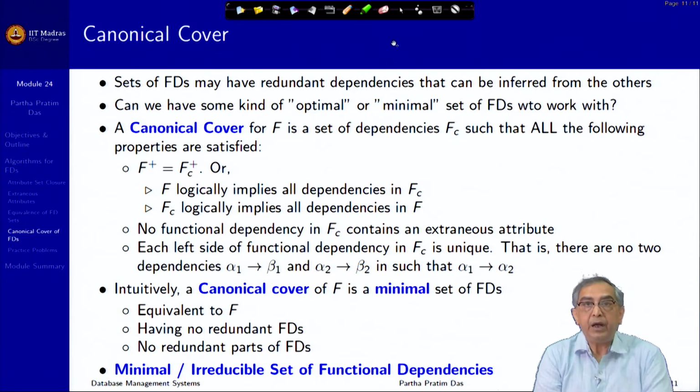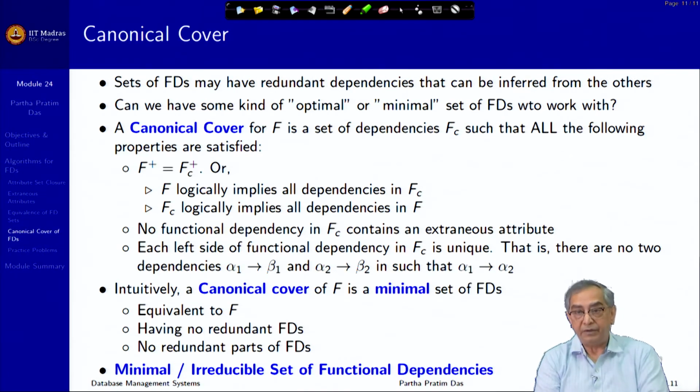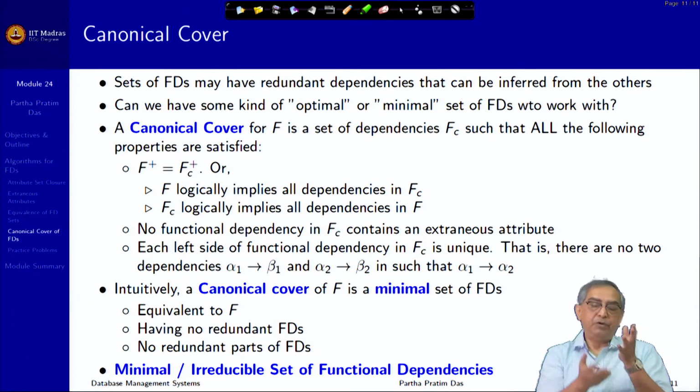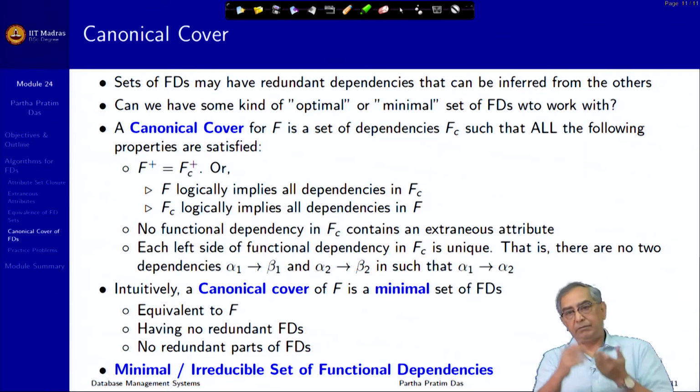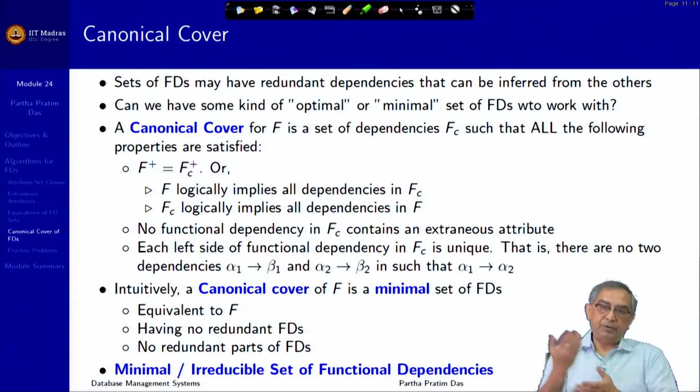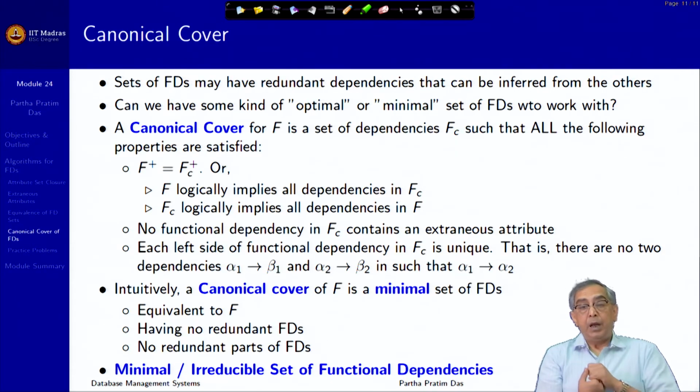Now, we come to the notion of canonical cover. So, you can see that a set of functional dependencies is not something which is unique. I can remove some attributes on the left hand side, that changes. I can remove some attributes from the right hand side. When I remove some attributes, or even otherwise, it may be possible that there is some functional dependency which is not actually required to be there, but can be implied from others.